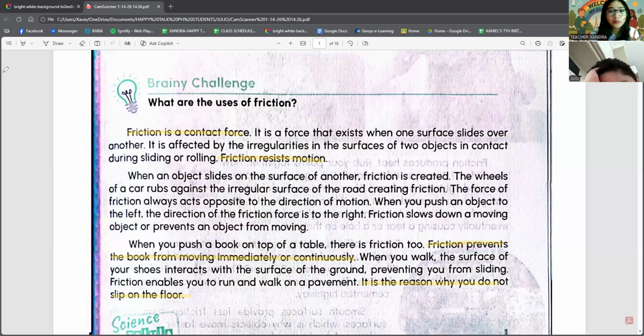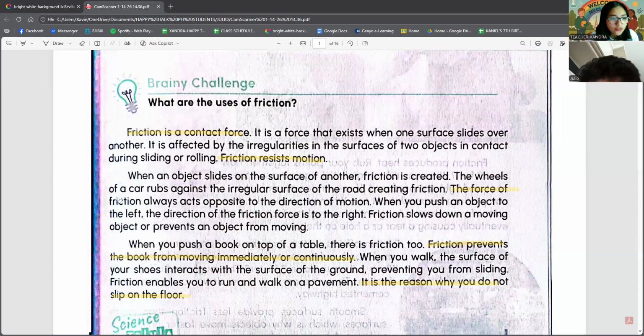And then, again, pushing a book. When you push a book on the table, it doesn't slide forever. It stops after a short distance. That's because the table and the book are touching, and friction is working between them. Friction slows the book down. So friction always goes in the opposite direction of movement.